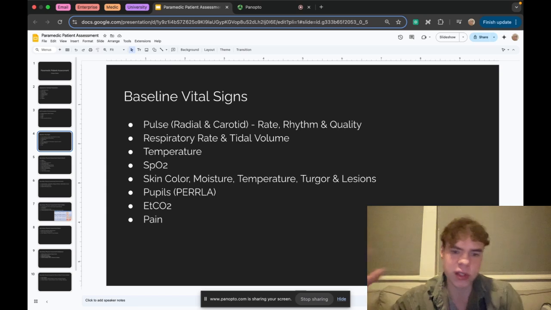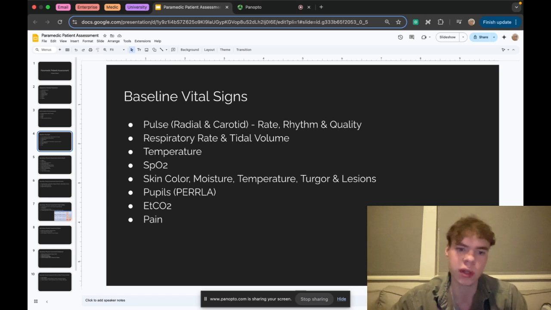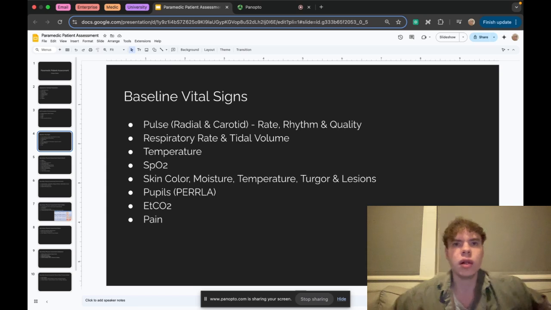You can take the patient's temperature to see maybe if they have a fever. It could be a sign that they're septic or they have an infection. SpO2, which is how much oxygen they have. So 93 to 100% is normal. Obviously, you're looking at skin temperature.